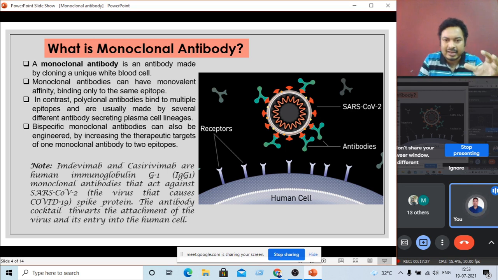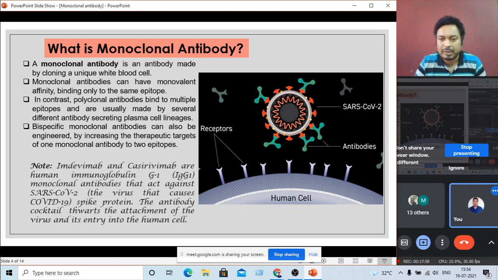So when this virus gets inside the human body, what happens? All the different parts of the virus are just like antigens. The spike protein is one type of antigen, and another protein is another type of antigen. Now every antigen can produce different types of antibodies. That's why in our human body, by our natural immunity, we cannot produce monoclonal antibody.